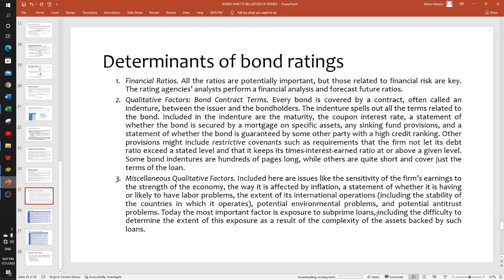The determinants of bond rating: we have financial ratios, that is, ratios you compute from the finances of the firm. We have qualitative factors like the contract terms and other things. Then we have miscellaneous qualitative factors, like the issue of inflation and a whole lot of things.